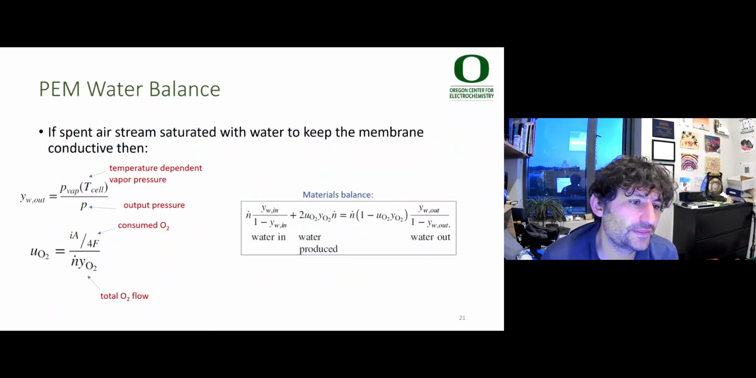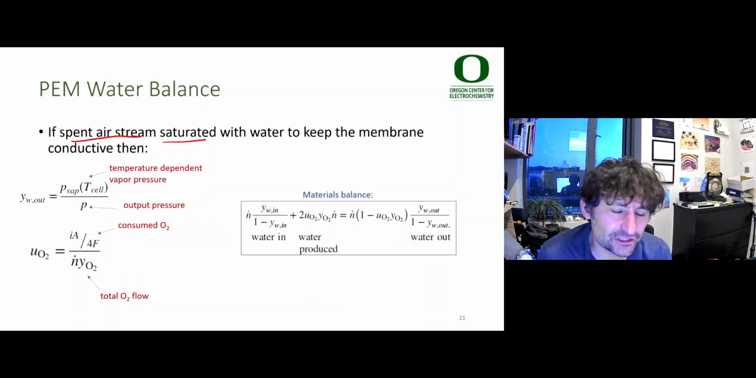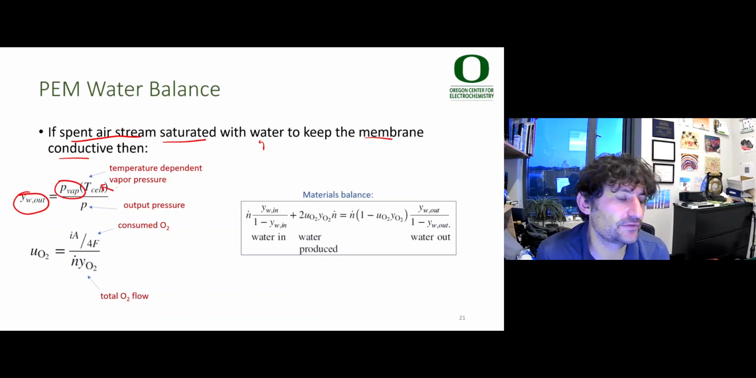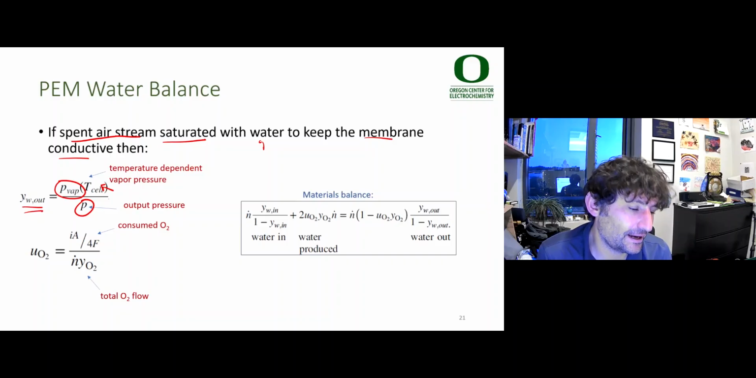Now, if you want the spent air stream to be saturated with water so that the membrane is conductive, so that might be one of our design rules, you can set that the output water mole fraction should just be the vapor pressure of the water, which is going to depend on the temperature of the cell, divided by the output pressure. So this is basically telling me that the mole fraction of the output air, the spent gas exiting the fuel cell, is equal to the equilibrium vapor pressure of water. So you know that the membrane will stay 100% hydrated.